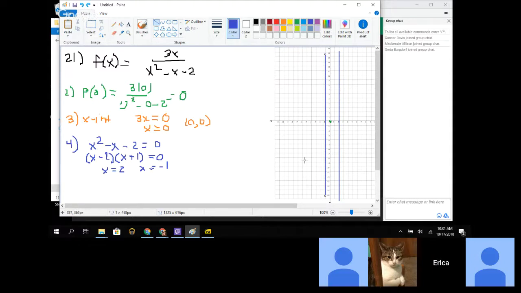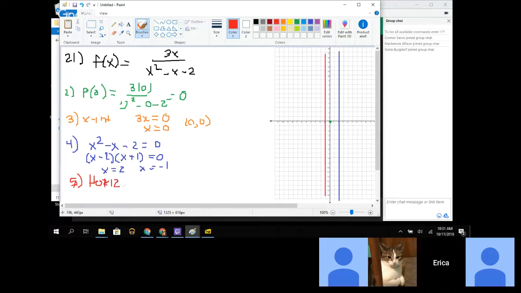All right, now I'm going to find my horizontal asymptotes. My horizontal asymptotes is going to be step 5 here. Step 5 is my horizontal asymptotes.